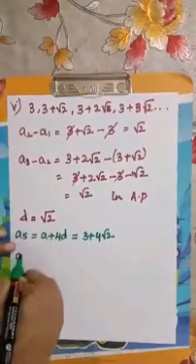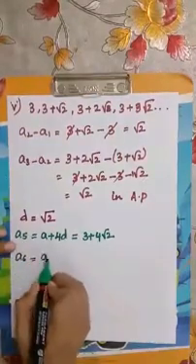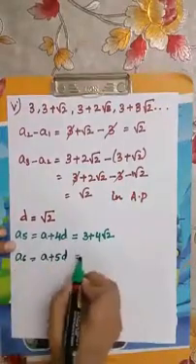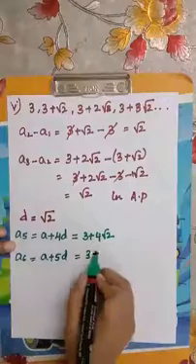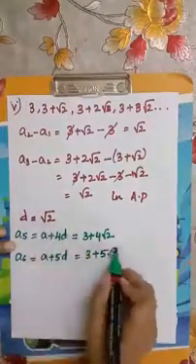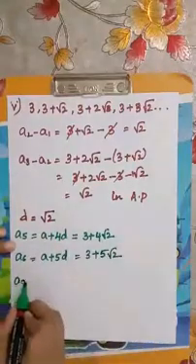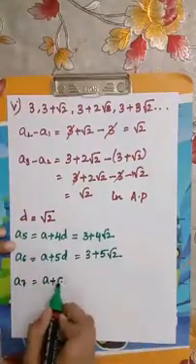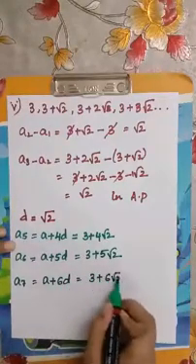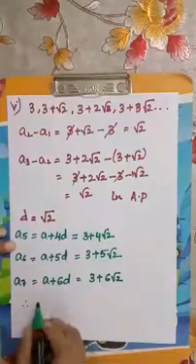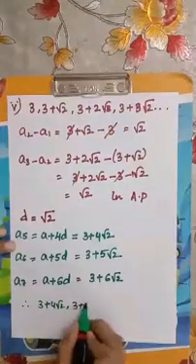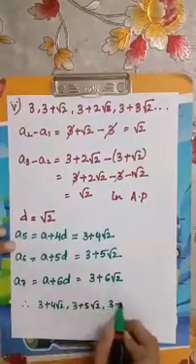Next, sixth term. A plus 5D. Since it is the sixth term, it will be one less, so 5D. That is, A is again the first term, 3 plus 5. This 5 we have to put. The D value is root 2. Seventh term, that is A plus 6D. A is 3 plus 6 root 2. Therefore, the next three terms are 3 plus 4 root 2, 3 plus 5 root 2, 3 plus 6 root 2.